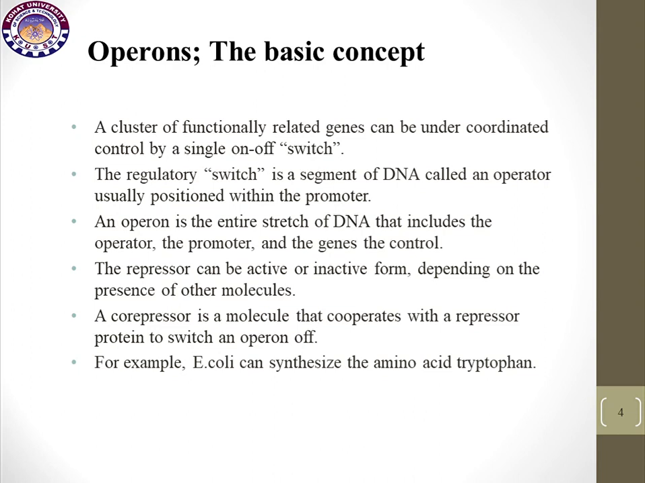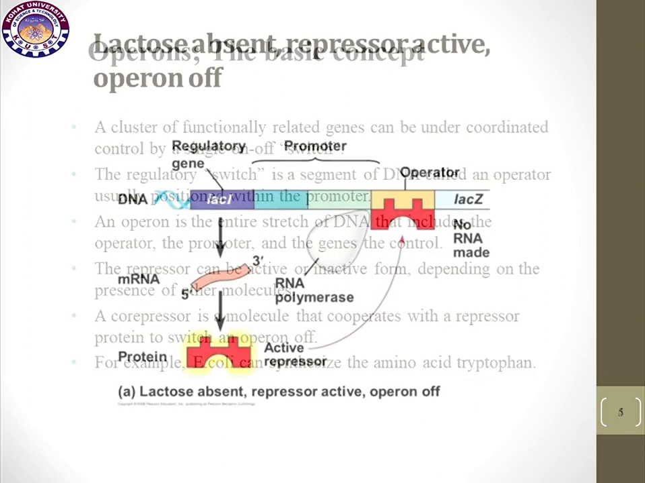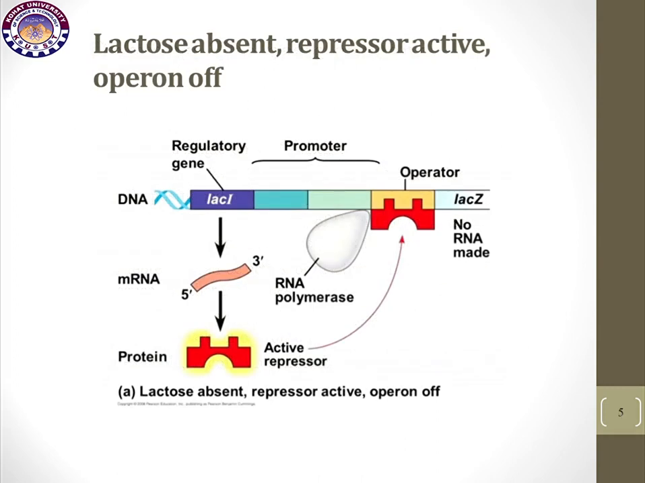The repressor protein can be active or inactive depending on the presence of other molecules. When lactose is present, the lac genes are expressed because allolactose binds to the lac repressor protein and keeps it from binding to the lac operator. We see in the diagram that if lactose is absent, the repressor is active and the operon is off.